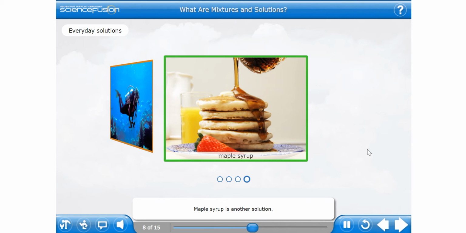Maple syrup is another solution. It is the same amber color and the same thickness throughout. Each bite tastes the same because the amounts of flavoring and sugar are the same throughout the liquid.